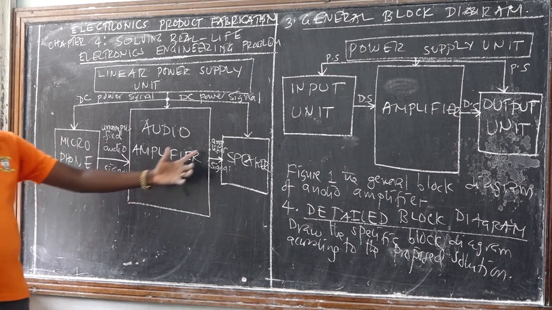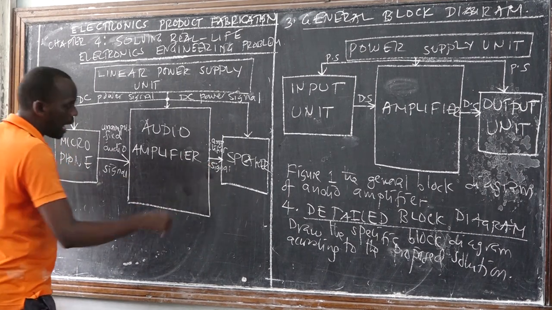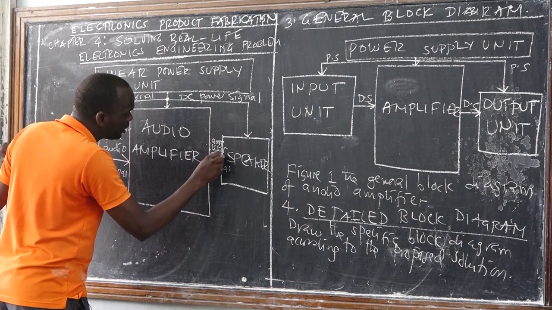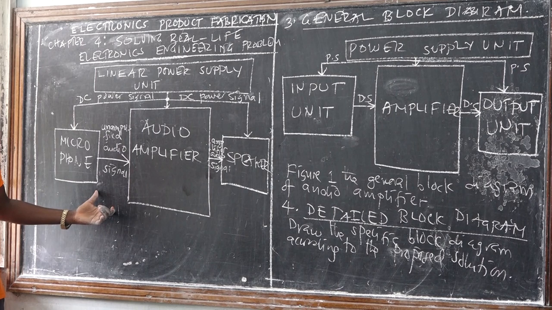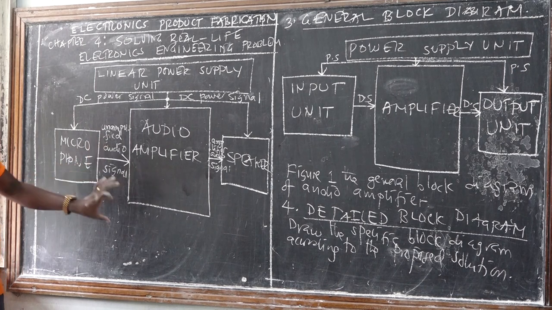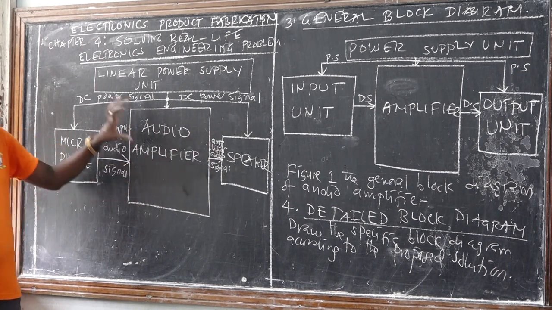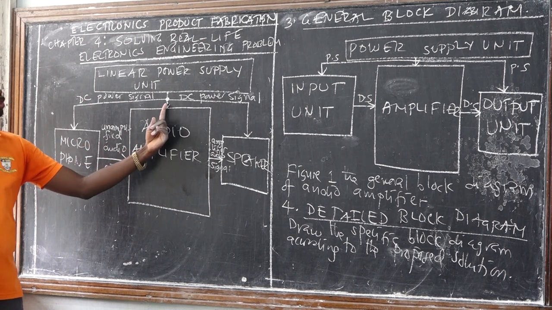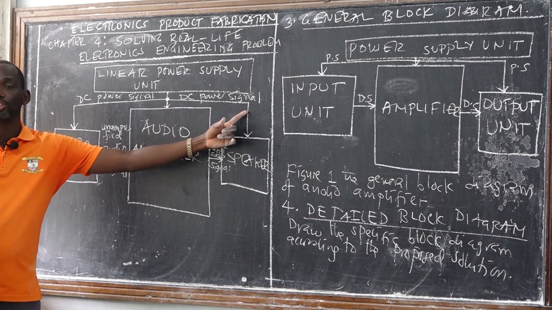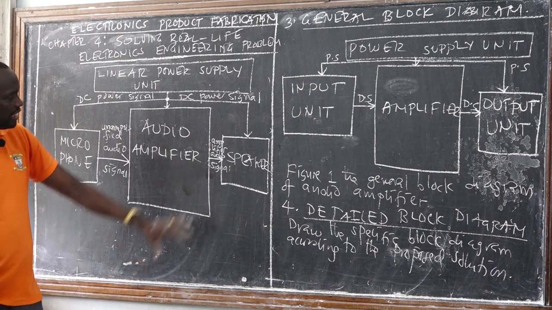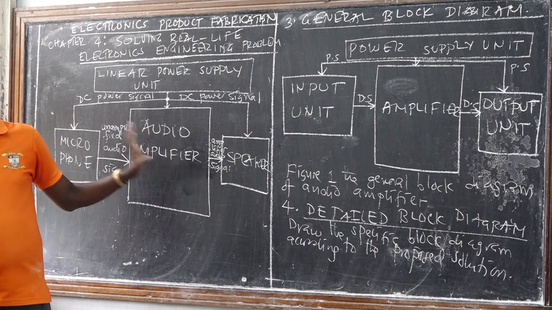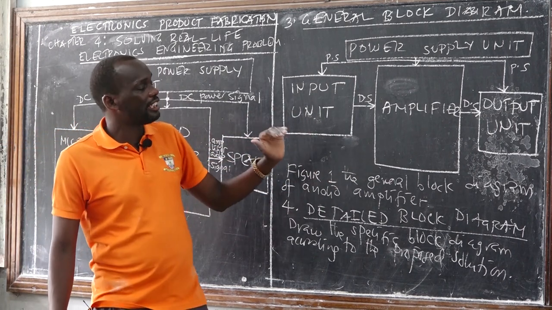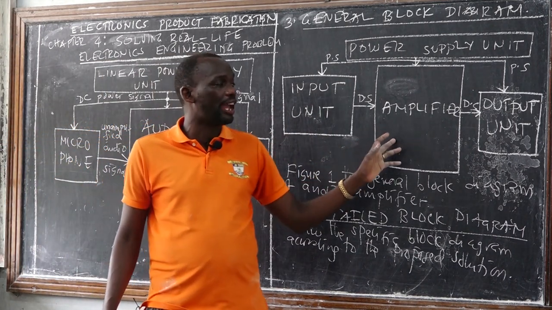So this is an amplified audio signal. This is an information signal, and this is an information signal. This is a DC power signal. So this one is no longer general, it's specific. This one is general, because you find the most general block diagrams for the amplifier are like this.